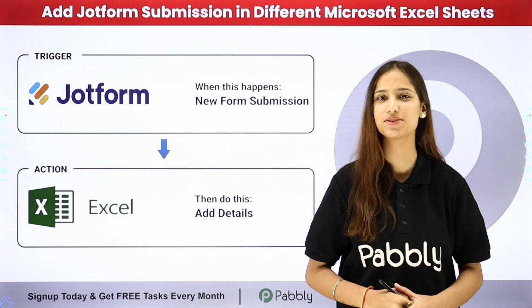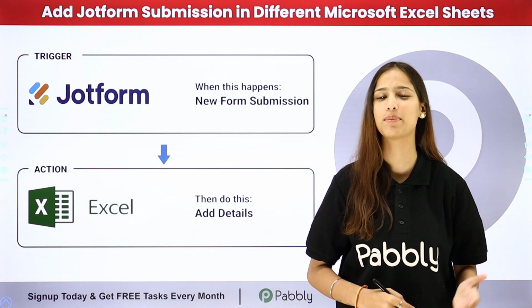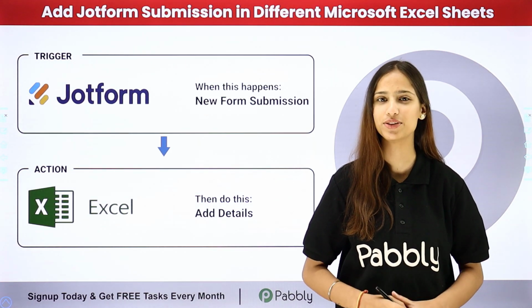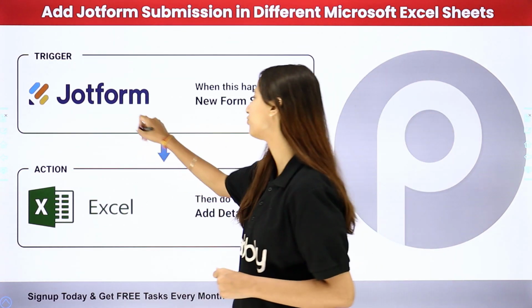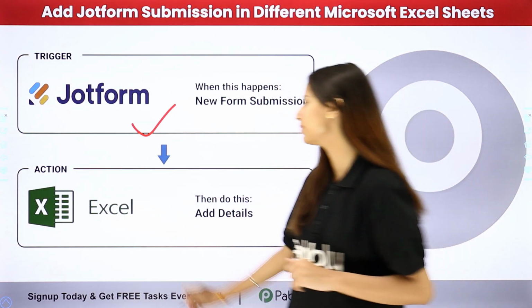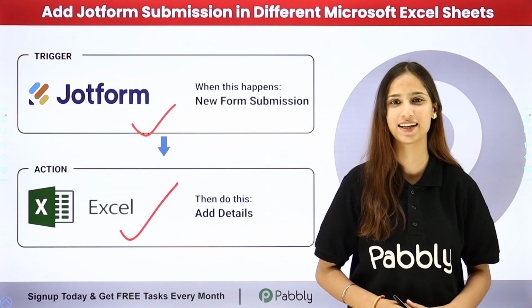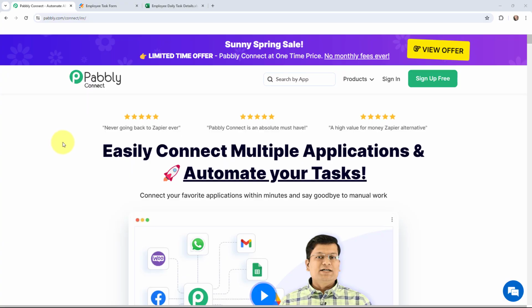for which I'm going to use this amazing automation software, that is Pabbly Connect. So Pabbly Connect follows the concept of trigger and action. So here to do this, my trigger application will be Jotform and my action application will be Microsoft Excel. So if you want to learn more about this, follow me through the screen. In this video, we will understand how to add Jotform submission in different Microsoft Excel sheets.